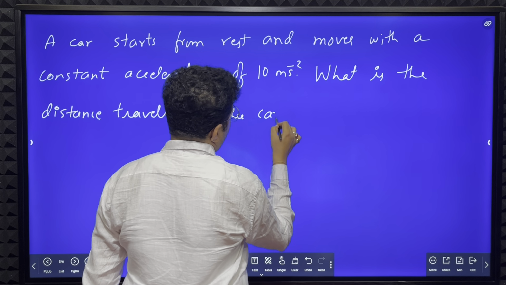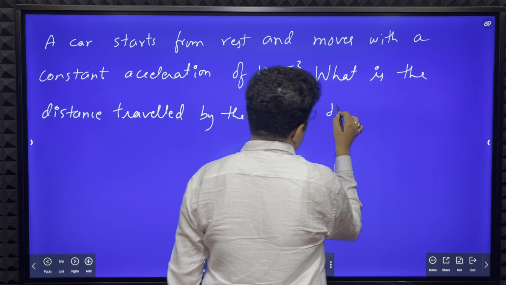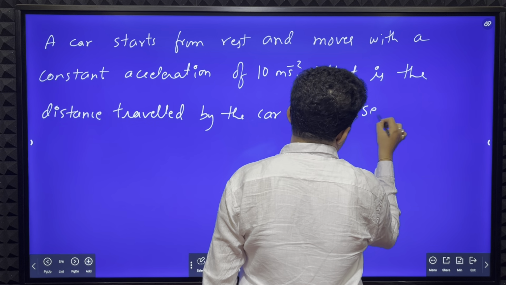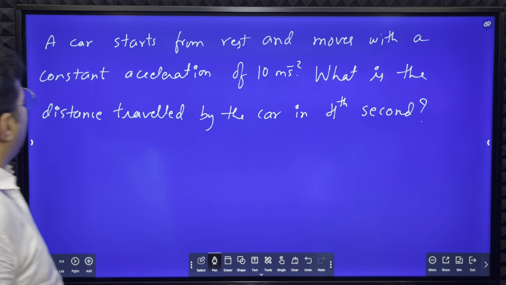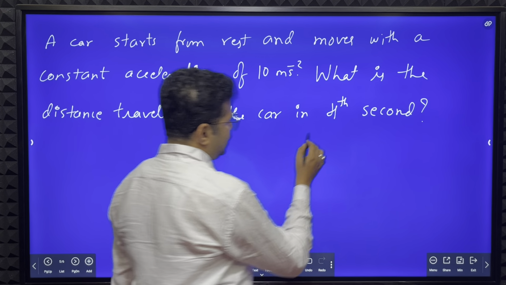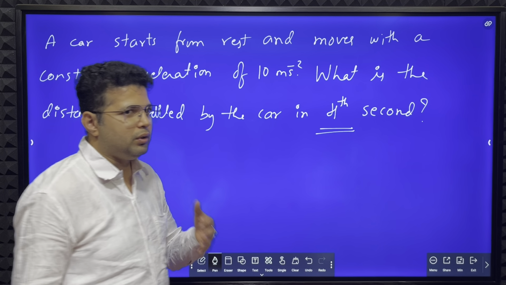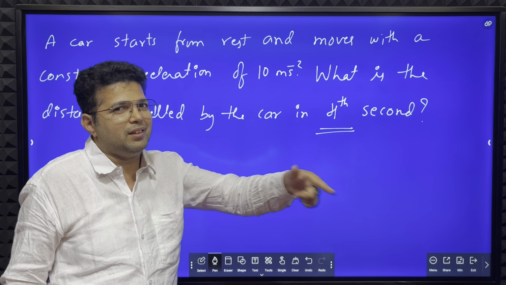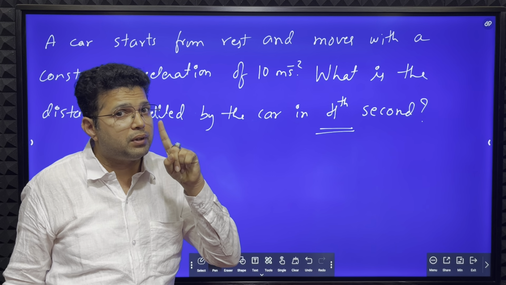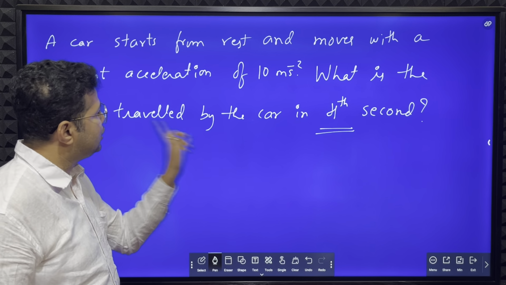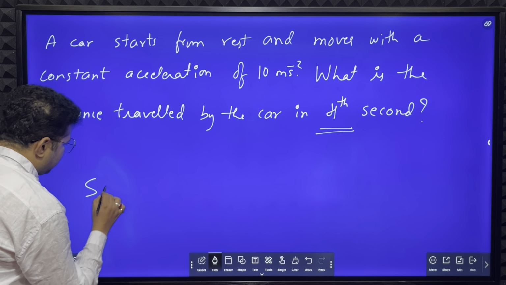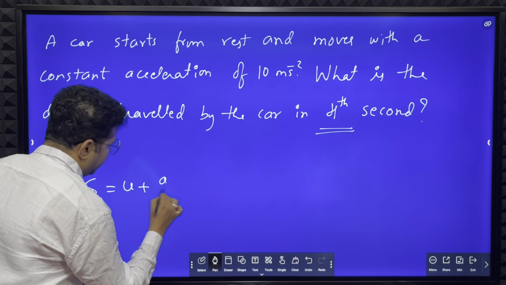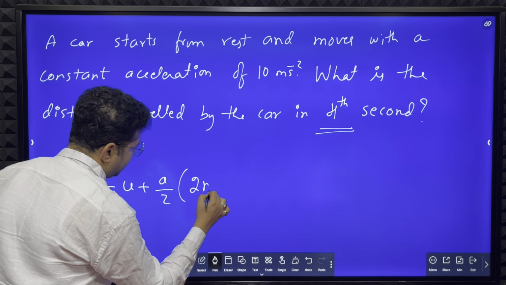What is the distance traveled by the car in fourth second? You have to observe this: fourth, it is not 4 seconds. If they ask the distance traveled by the car in 4 seconds, then you have to use x is equal to ut plus half a t square. Now, what is the question? The distance traveled by the car in fourth second. Then I should use the formula Sn is equal to u plus a by 2 into 2n minus 1.